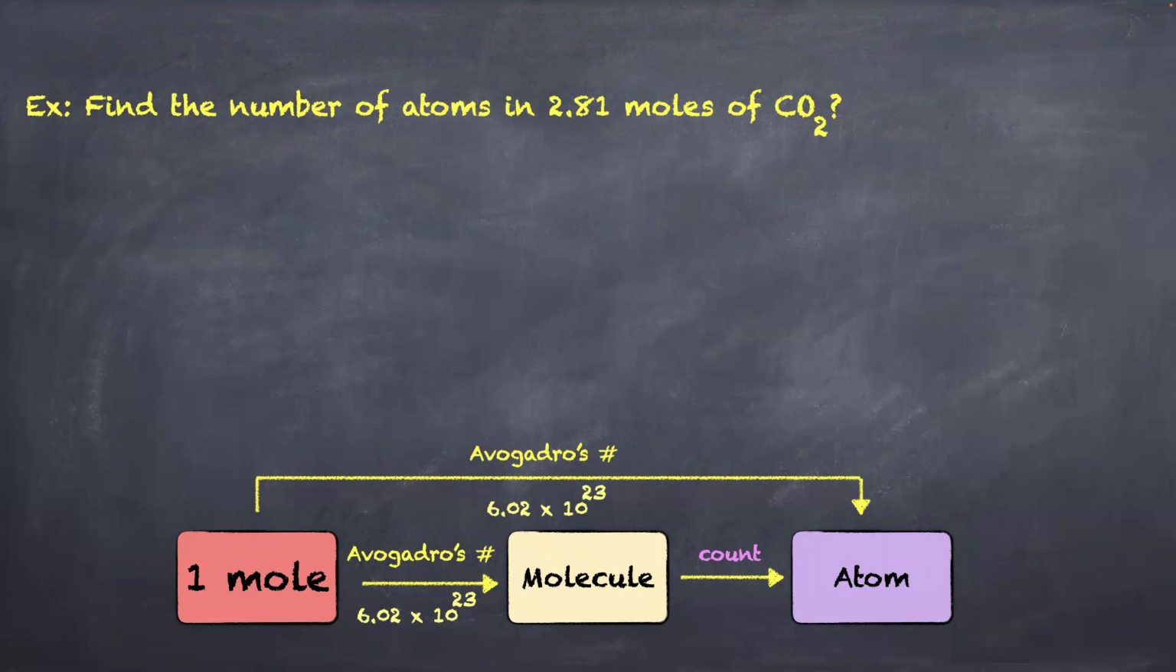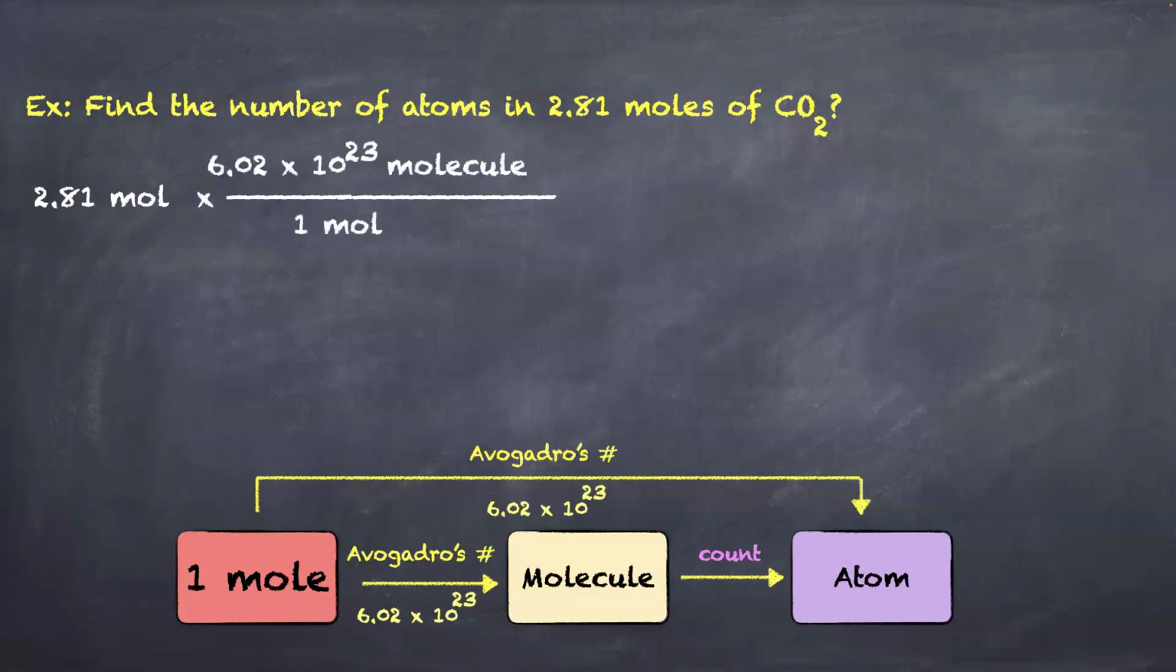So as you can see, CO2 is a molecule itself. It's a compound. It's made from different atoms. And we want to find the actual number of atoms in there. So that's why we can't do this in one step. First, we have to go from moles to molecules, and then you can go from the molecules to atoms after.